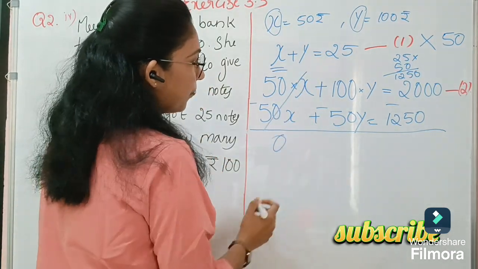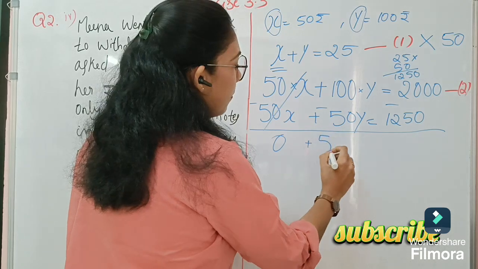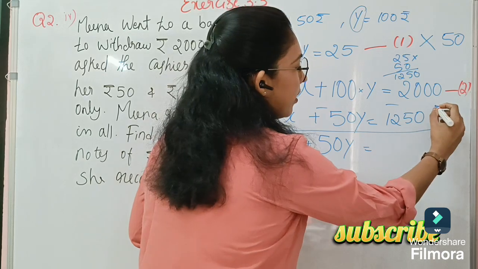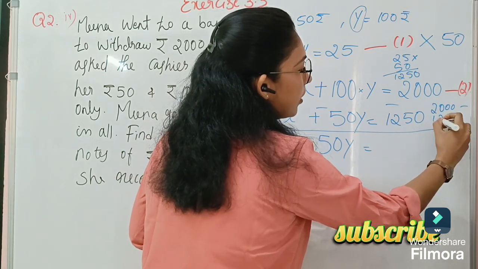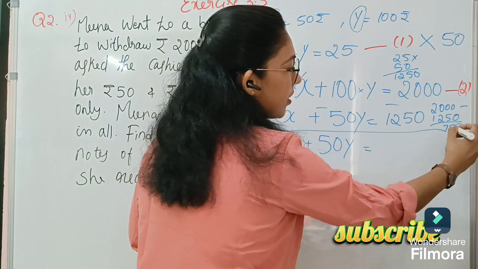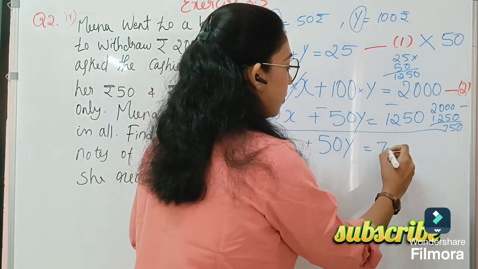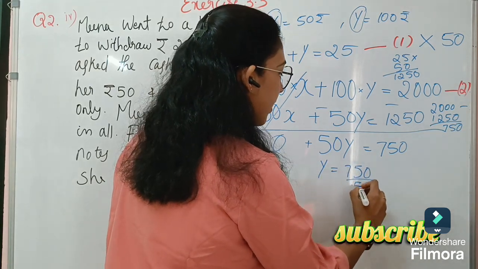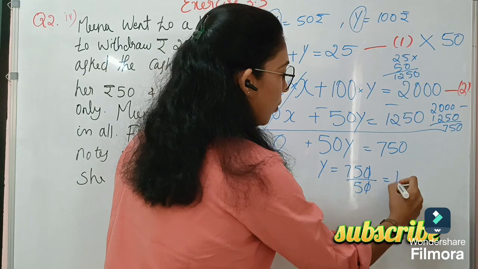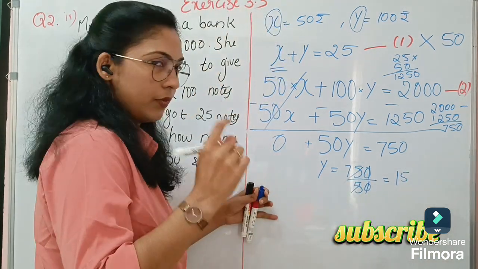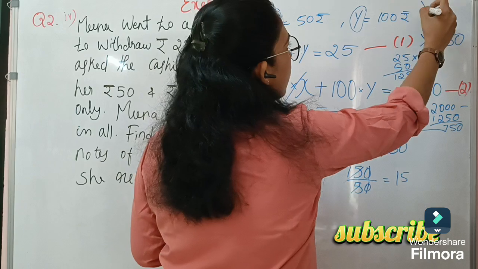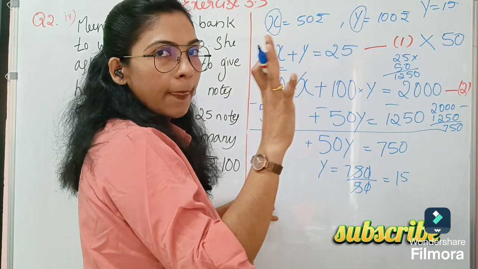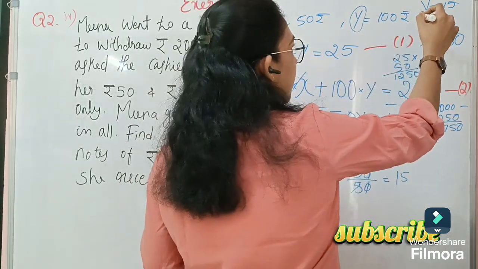Then by subtracting, the 50x becomes 0. 100 minus 50 gives 50y, which is equal to 2000 minus 1250, which is 750. Then y is equal to 750 divided by 50, which is equal to 15. 5 in 75, 15. So y is equal to 15, which means the number of 100 rupees notes is 15.